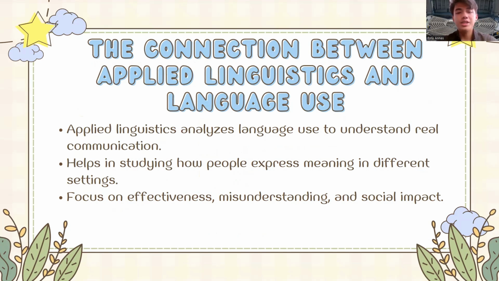So let's head to the connection between applied linguistics and language use. How are these two things connected? Applied linguistics analyzes how people use language in real-world communities, like how they communicate. By studying language use, applied linguistics can better understand how meaning is constructed, how understanding happens, and how language influences society itself. This connection helps us to create better tools for learning, translating, or managing communication.